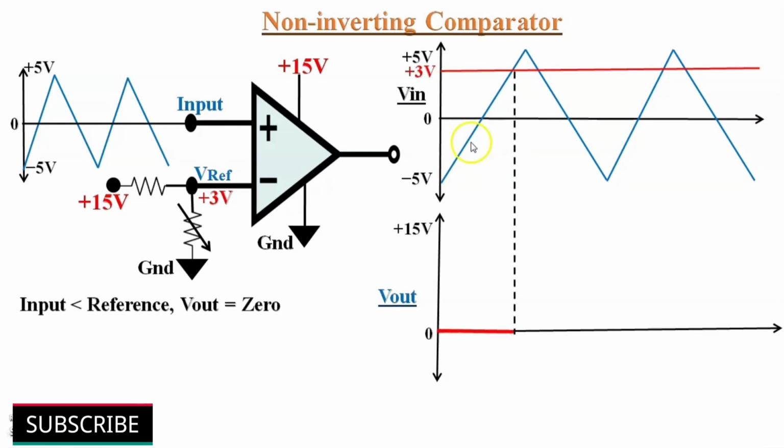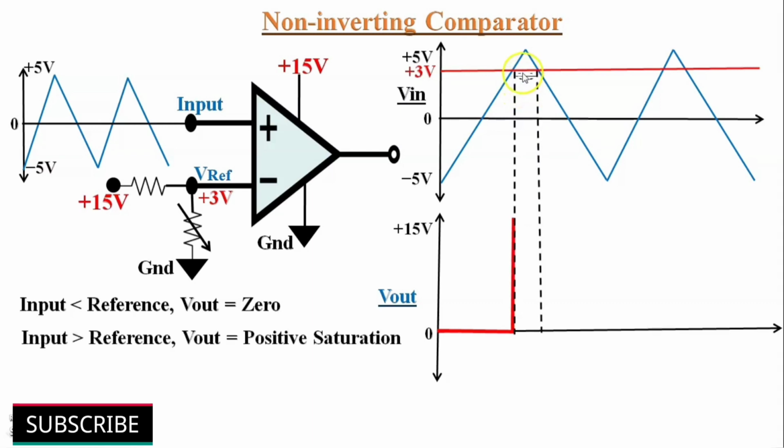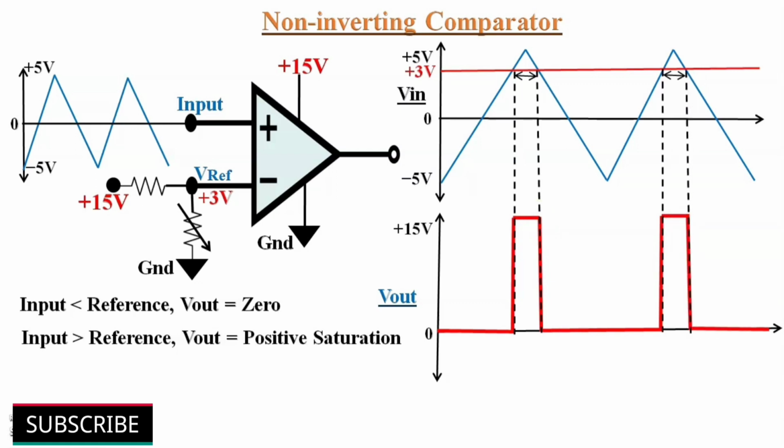When the input voltage is lesser than reference voltage of plus 3 volts, output is at 0 volts. When the input voltage is greater than the reference voltage of plus 3 volts, output reaches positive saturation. So the output waveform of non-inverting comparator appears like this. Here also we can observe that output transitions from 0 to positive and positive to 0 occur whenever the input voltage is crossing the reference voltage.